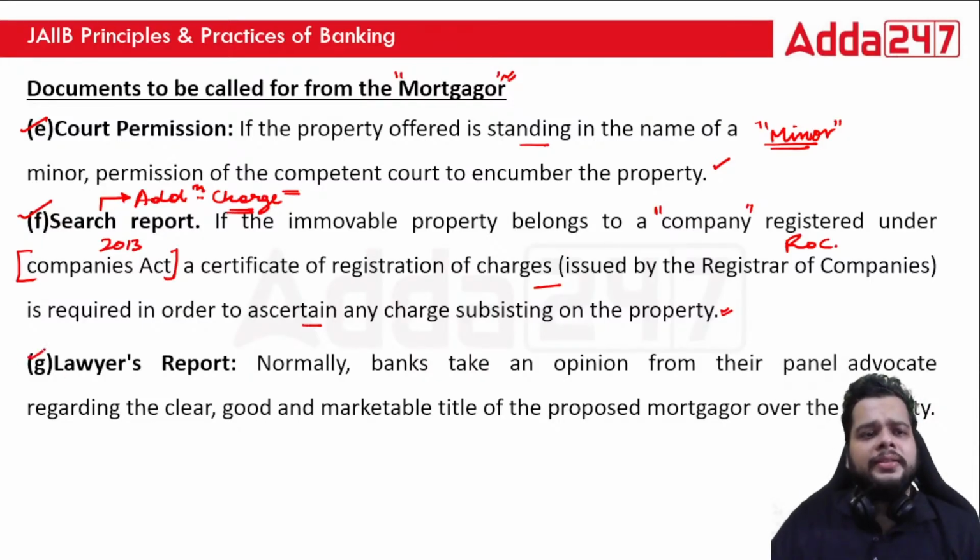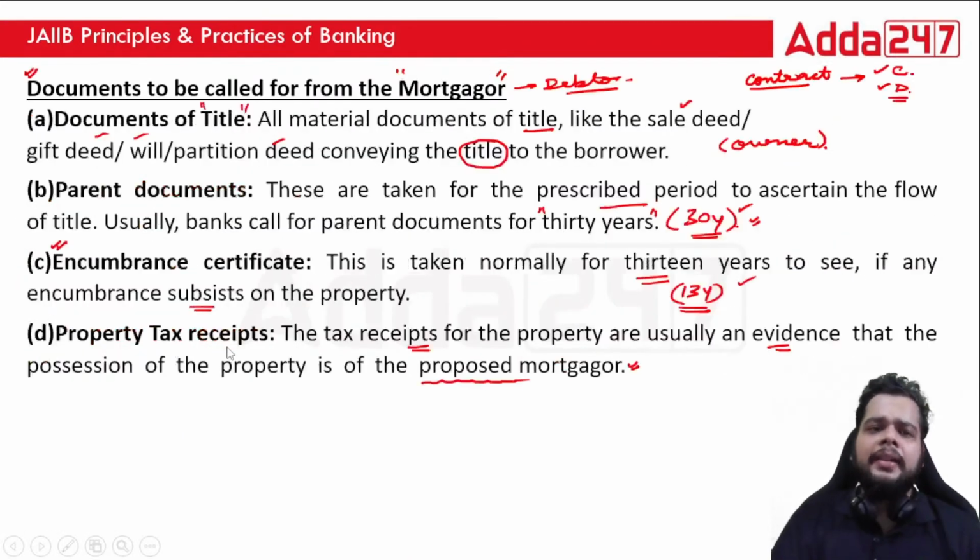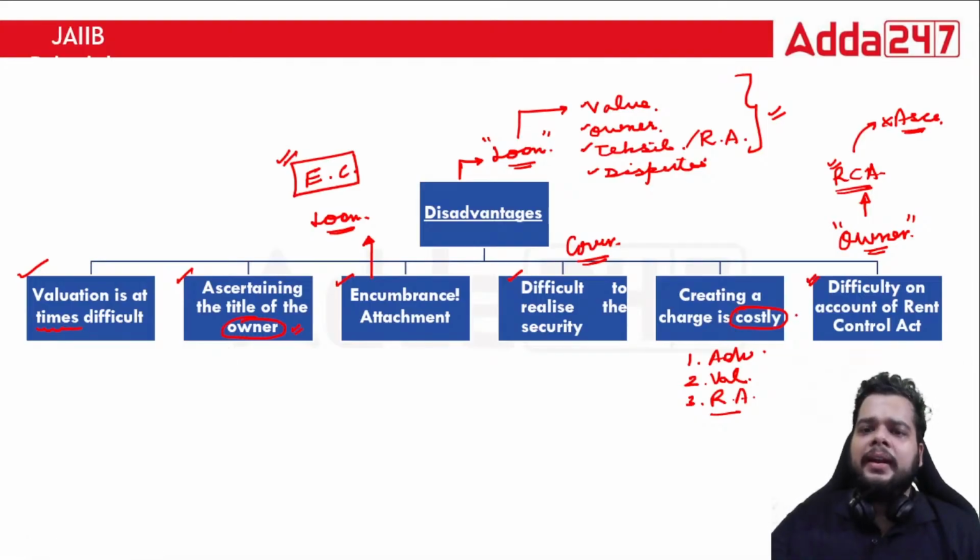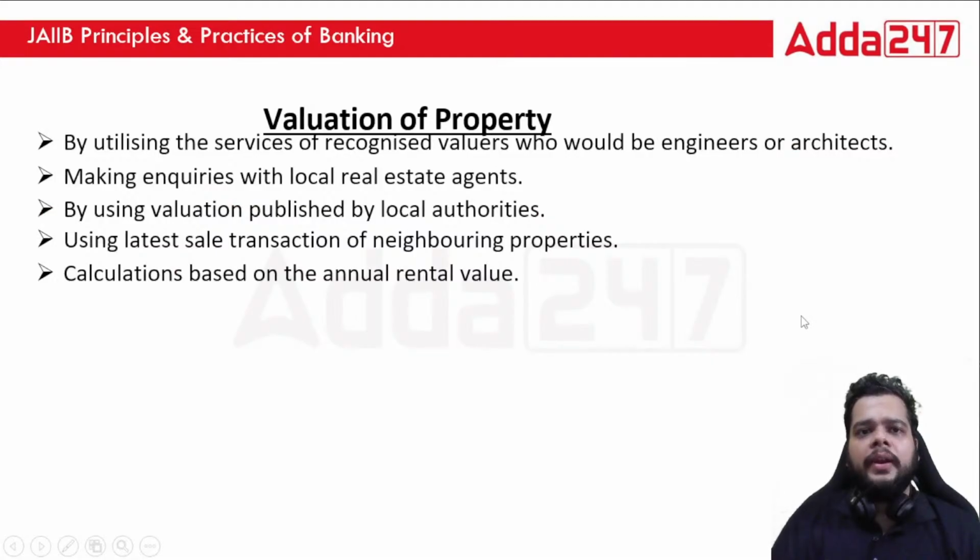Then we have the lawyer's report, obviously the TIR, as we normally call it, the title investigation report. Normally, the banks take an opinion from their paneled advocate regarding the clear, good, and marketable title of the proposed mortgagor over the property. So TIR also has some cost. The advocate will levy certain cost here, and that is the reason why we say that creating a charge is a costly phenomenon. Now, when I talk about the valuation of property, how is it done?